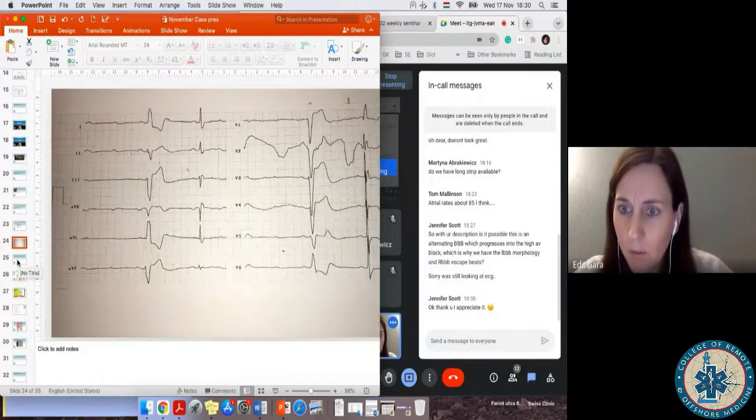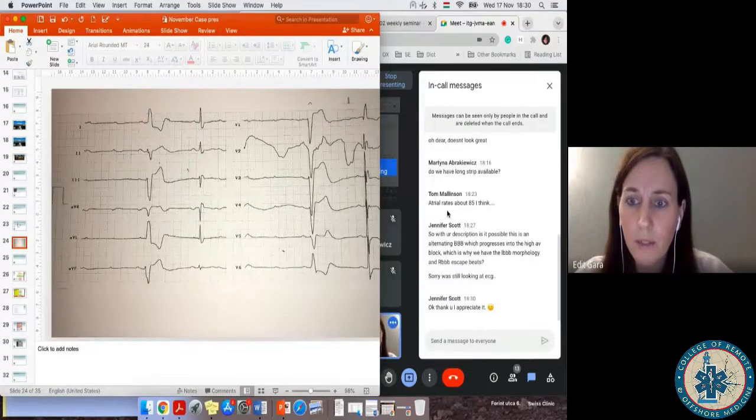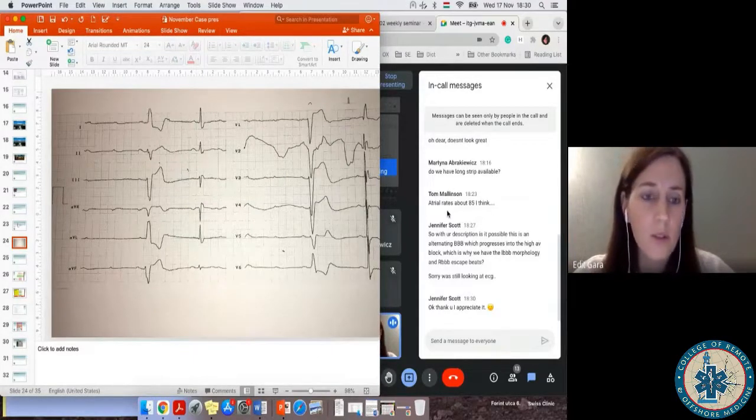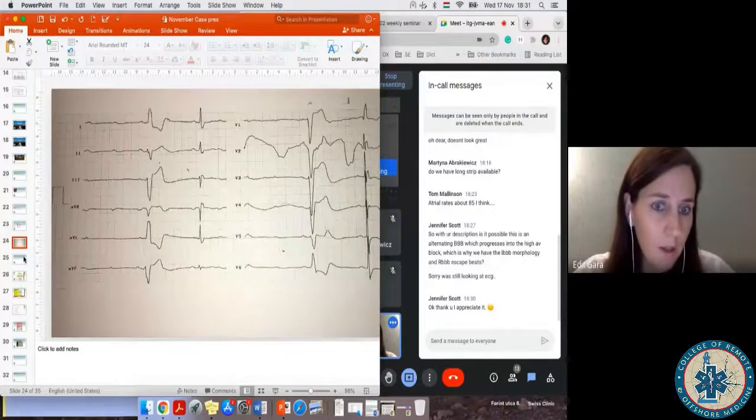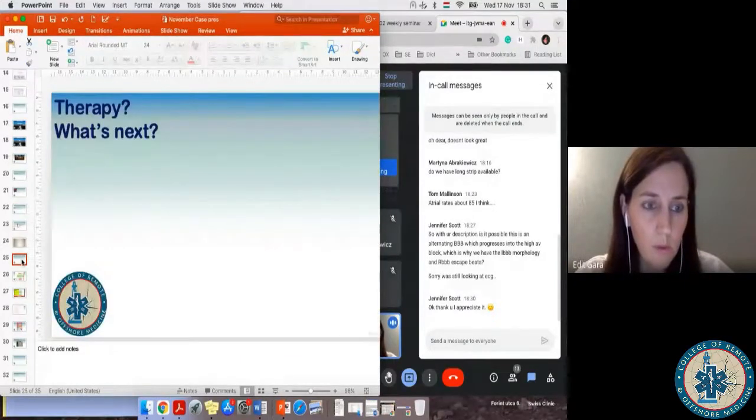Yes, and Tom just said that, unfortunately, he hasn't seen these charts clearly. So Tom said that the atrial rate is about 85-ish. Yes, that's good. We can analyze that from the P waves.